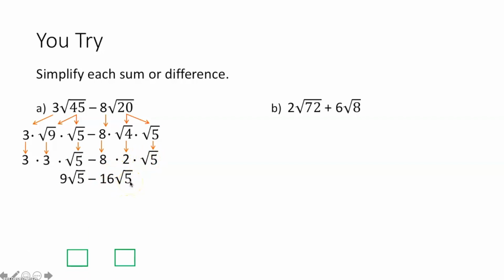Now do we have like radicals? Yes, we do. So we keep that radical. Remember, radical stays the same. And you combine the coefficients. What's 9 minus 16? That's going to be negative 7.